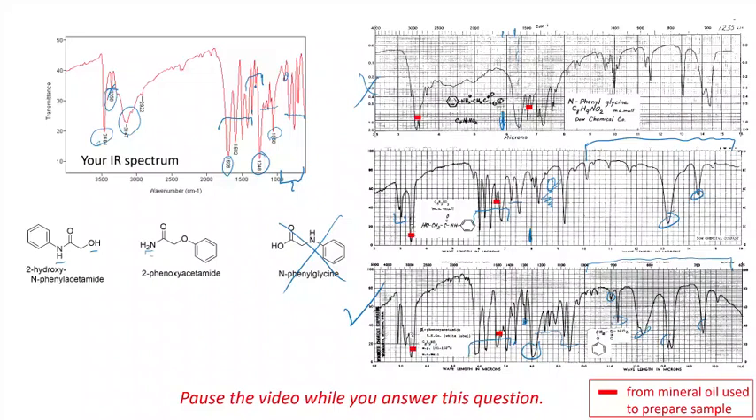You really have to go to that much detail to do these matches. You can't just look at it briefly. You have to go right down the line and try to find every single one. So that spectrum is, in fact, 2-phenoxyacetamide. That's how you do it. It's kind of fun.